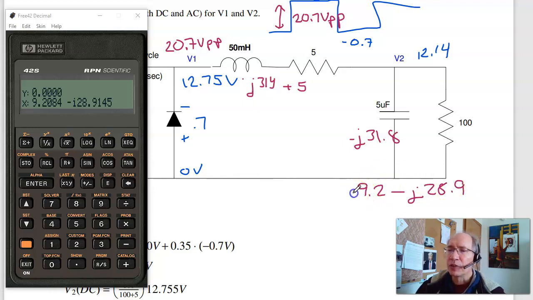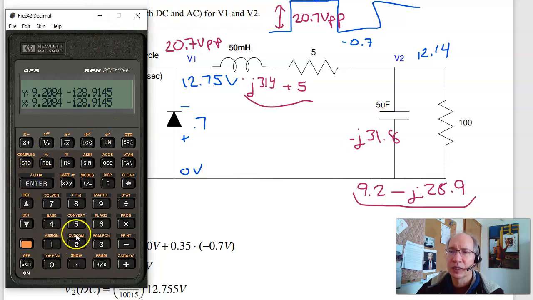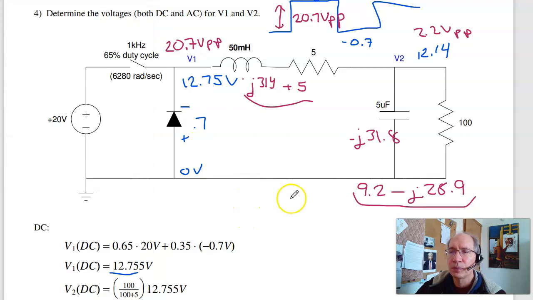So by voltage division, it's what I'm measuring divided by the total, that plus this, times the input, times 20.7 volts peak to peak. So trying that: enter, enter, 5, enter, 314, complex, plus, slash, times 20.7. Take the magnitude: catalog, function, absolute. This should be 2.2 volts peak to peak AC. So that's what I expect for V2.